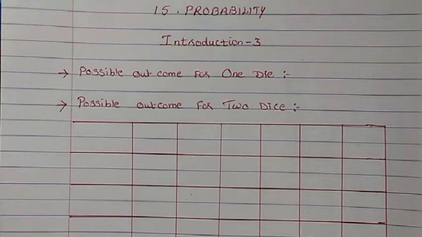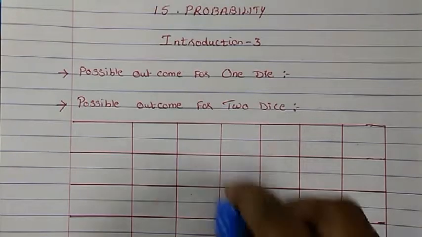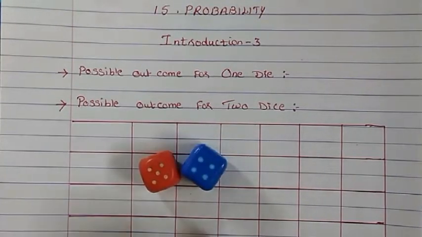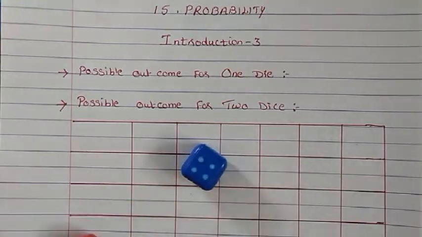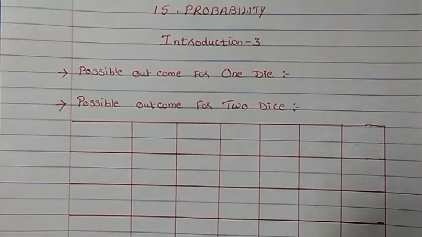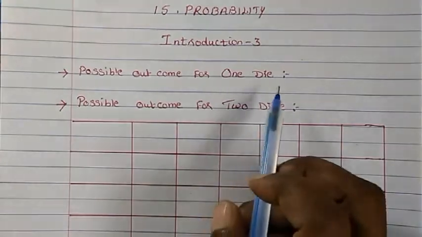Welcome to 10th Maths NCERT Chapter 15 Probability. Today we are going to study the introduction part 3. So here we are going to study about the dice. This is known as dice. If it is 1, then we call it die. If it is 2, then dice. So now let's see possible outcomes for one die.